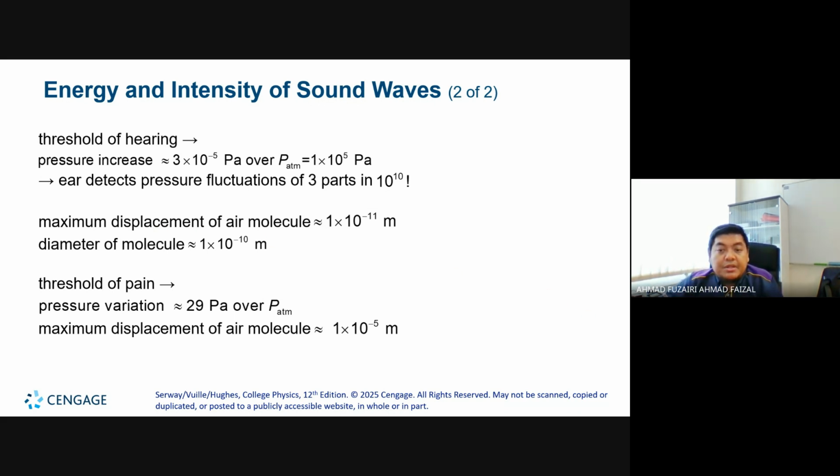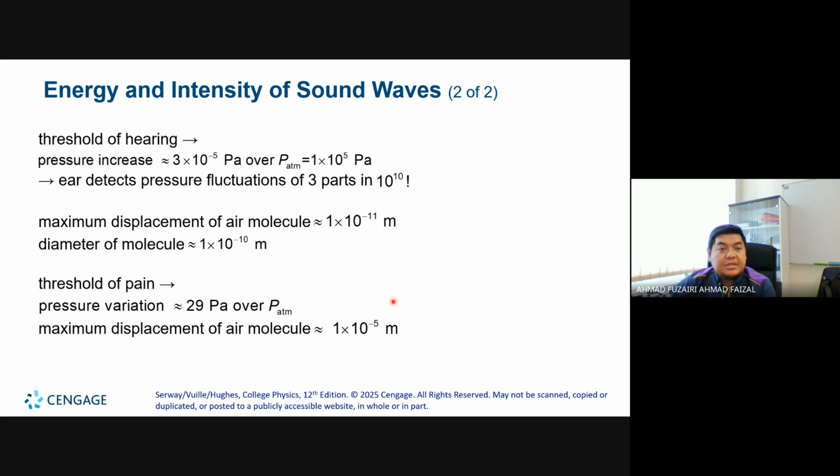Okay, so the maximum displacement of an air molecule at the threshold of hearing is about 1 times 10 to the power of negative 11 meters. Okay, this is about the threshold of hearing. We can see here it's not equal, but it's about, because the symbol is a wavy equal sign, so it's about. That means it is not an approximate value. It's just some value that we consider to be at about, right?